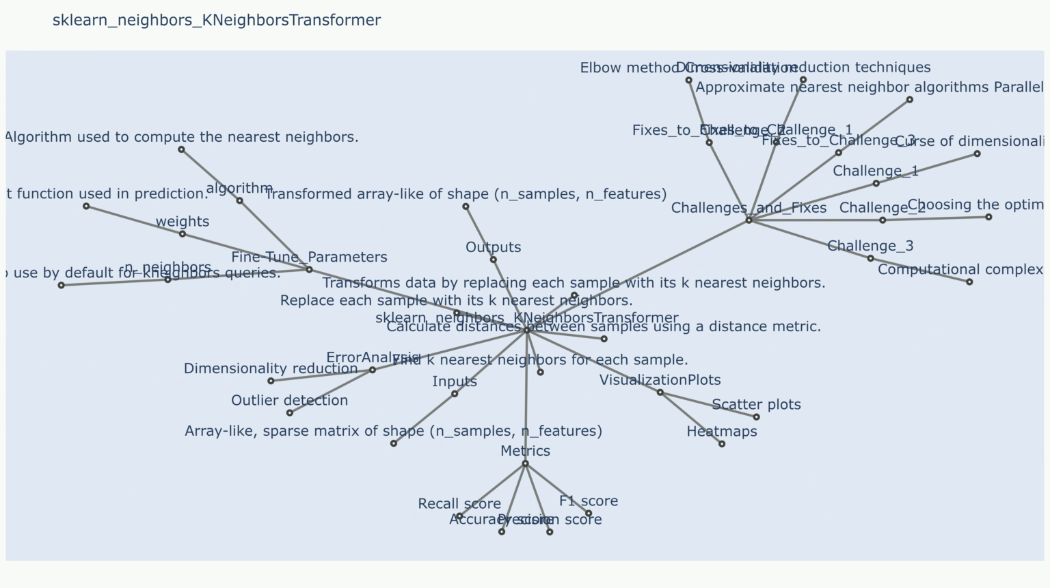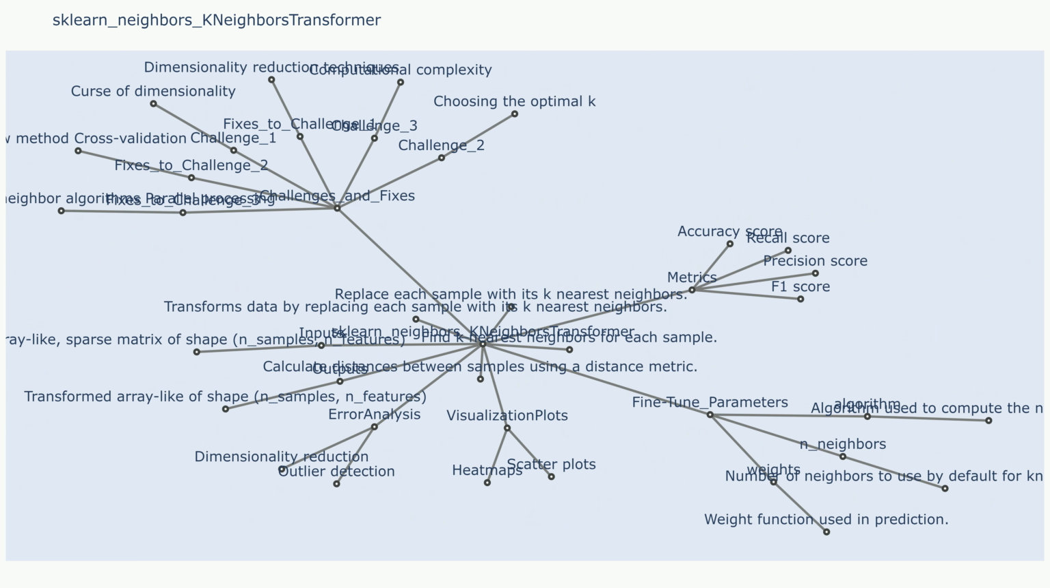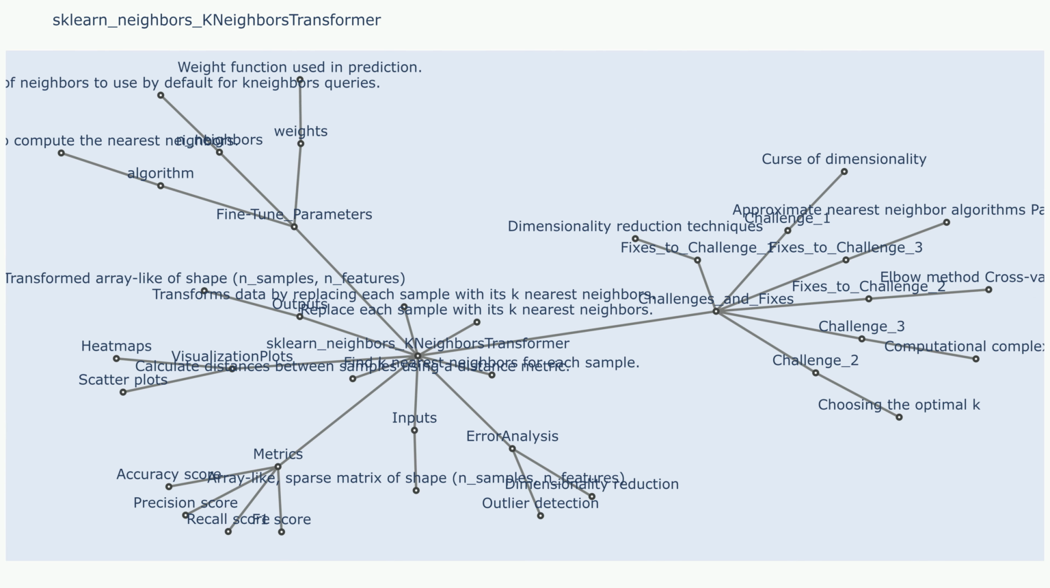Fine-tune parameters. N neighbors. The number of neighbors to consider. Increasing this parameter can make the transformation more robust but can also introduce bias if the data is not uniformly distributed. Weights. The weighting scheme for the neighbors. By default, all neighbors have equal weight, uniform. You can use distance to give more weight to closer neighbors, which can be useful for non-uniform data. Metric. The distance metric to use for finding nearest neighbors. Options include Euclidean, default, Manhattan, cosine, Minkowski. Algorithm.